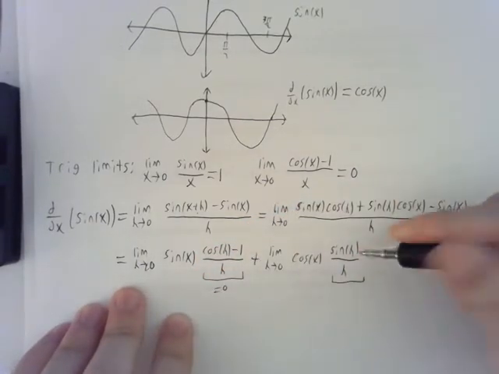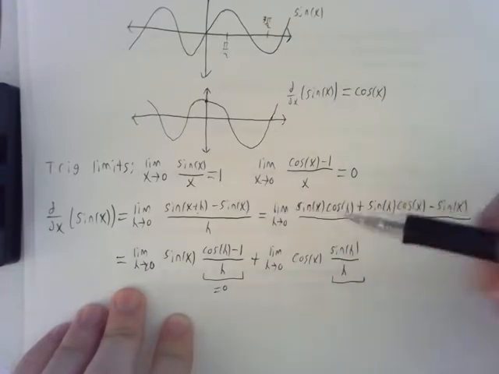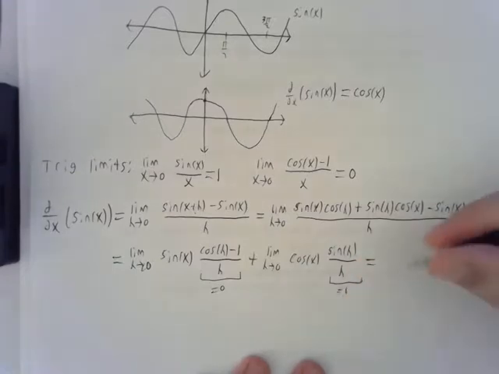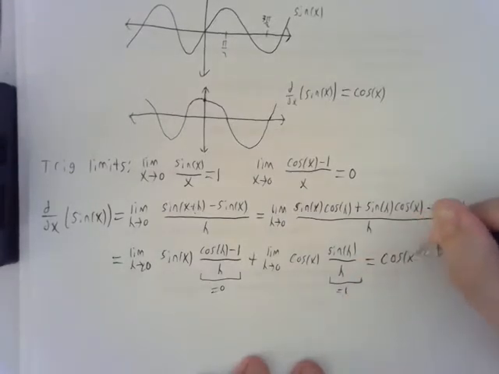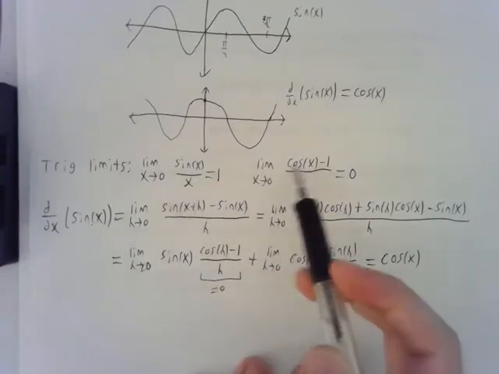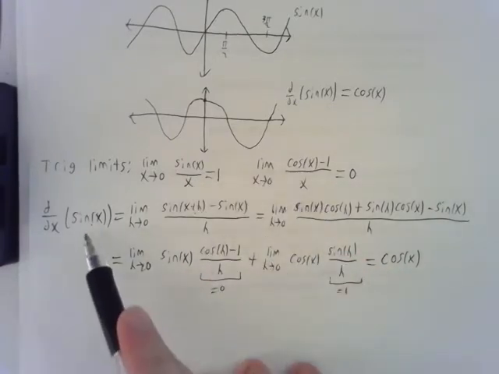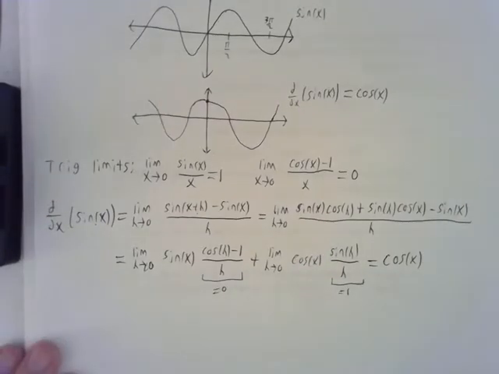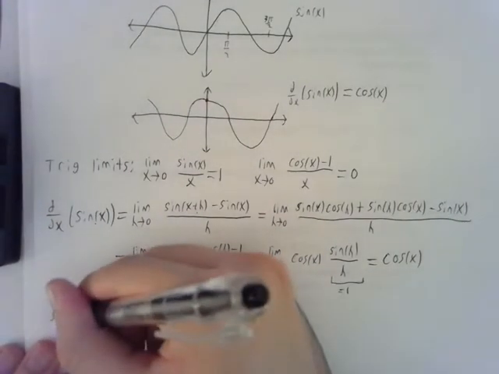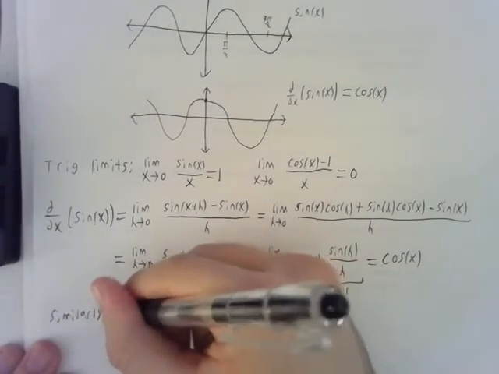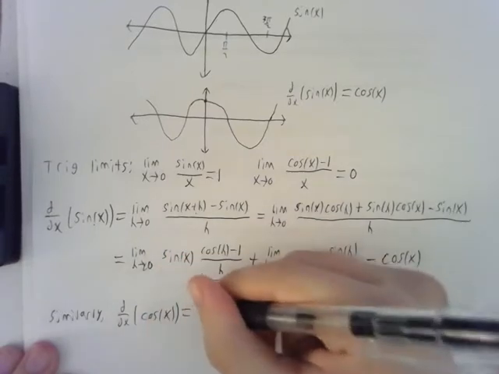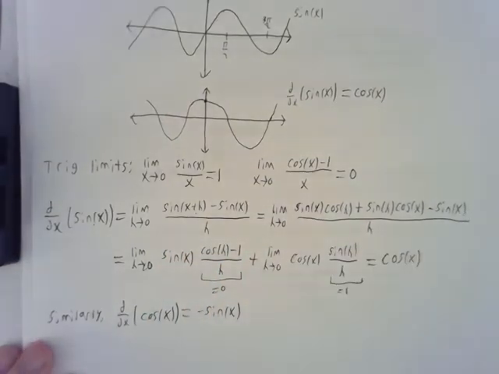Similarly, we have a limit of sine h over h. We've said that limit is equal to 1. So if we use those facts, we see that this does indeed simplify to cosine of x. So we can show using the definition, if we take these facts for granted, that the derivative of sine of x is equal to cosine of x. Similarly, the derivative of cosine of x can be found to be negative sine of x.